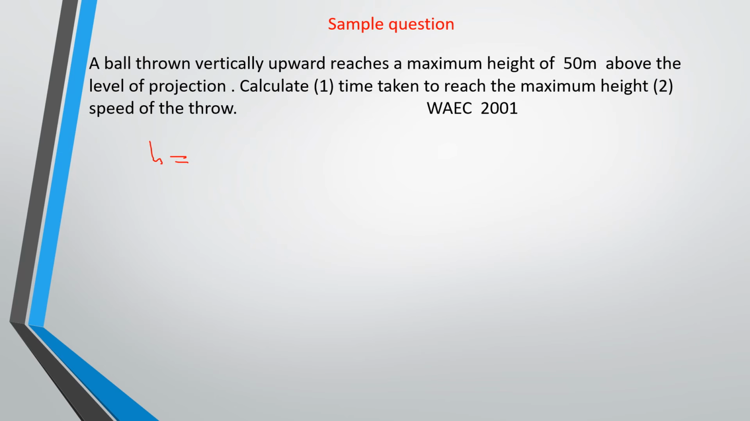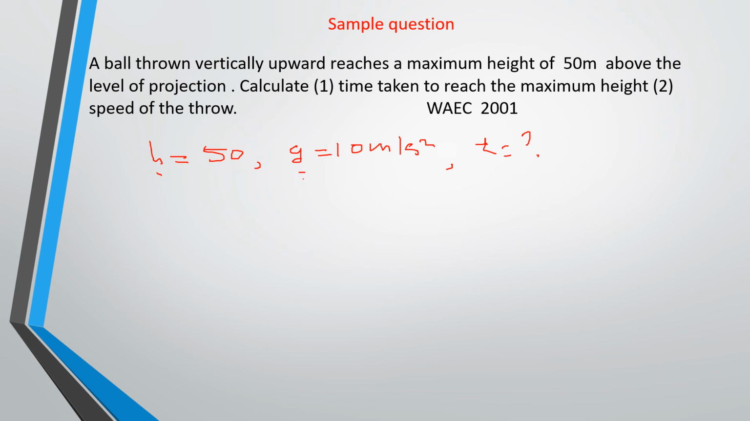You are given h to be 50 meters, but you know within yourself that g is equal to 10 meters per second squared. Okay, so you know h, you know g, then which of the equations are you going to use to calculate the time? The only equation that will relate h and g together with time, which you don't know, is the second equation.